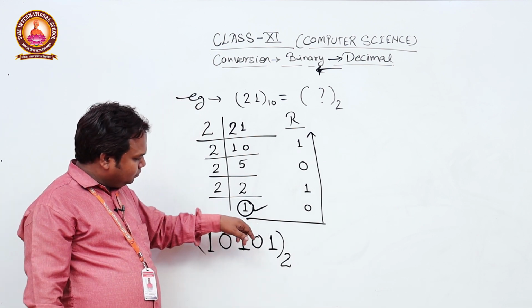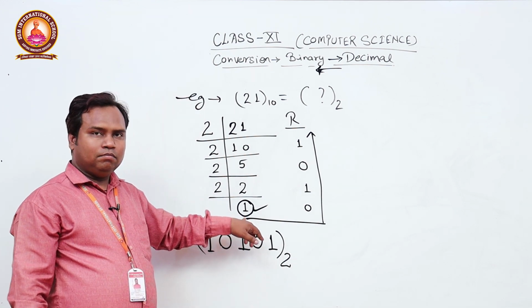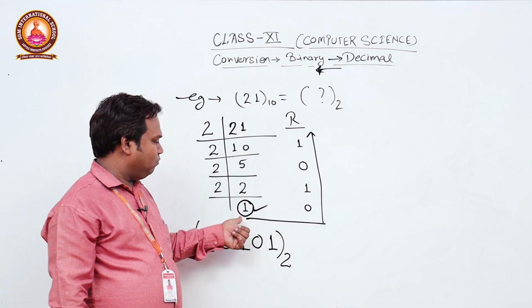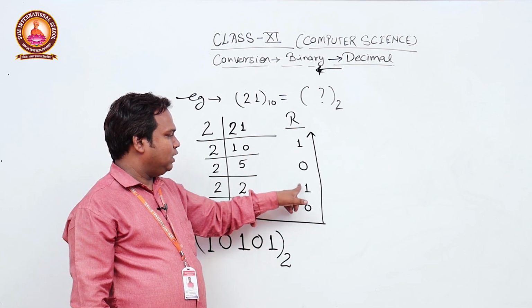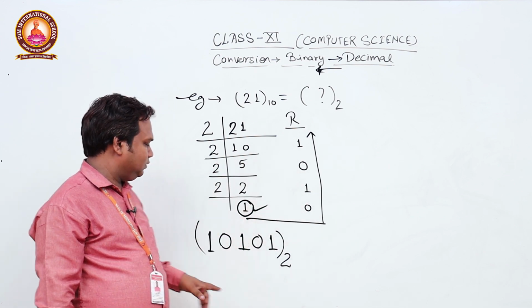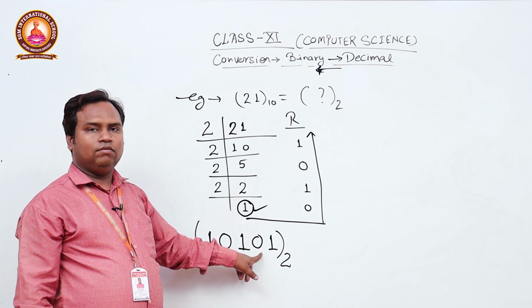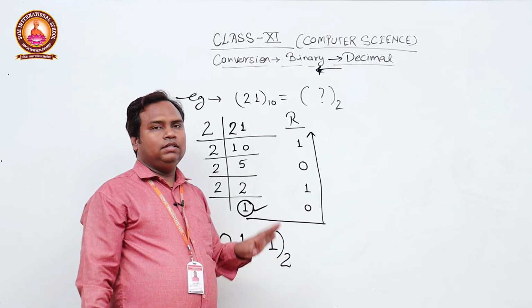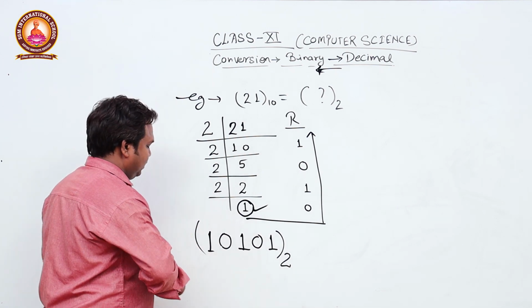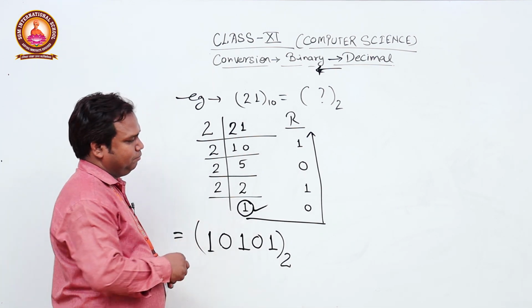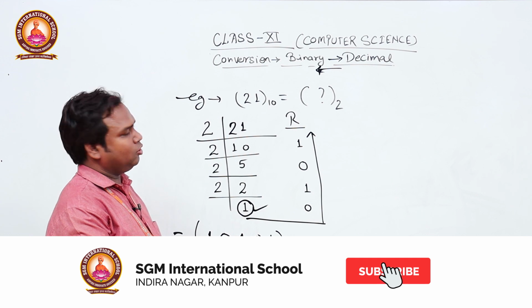Okay, write down from bottom to top: 1 0 1 0 1. This will be the converted binary form. Got it?